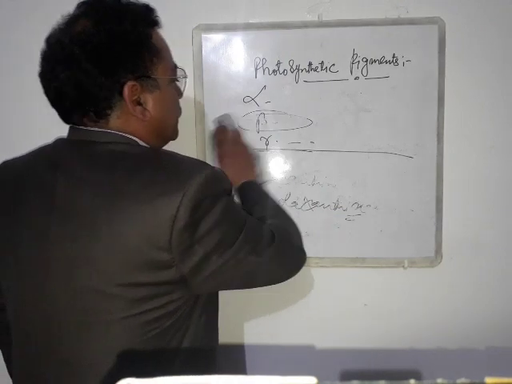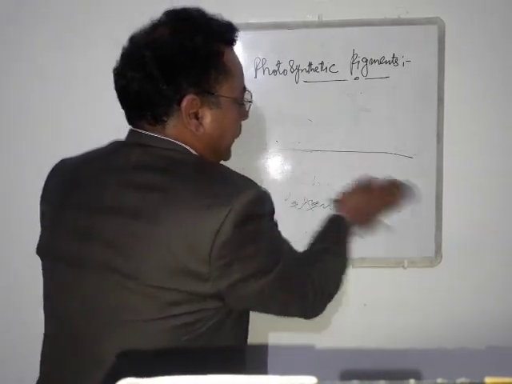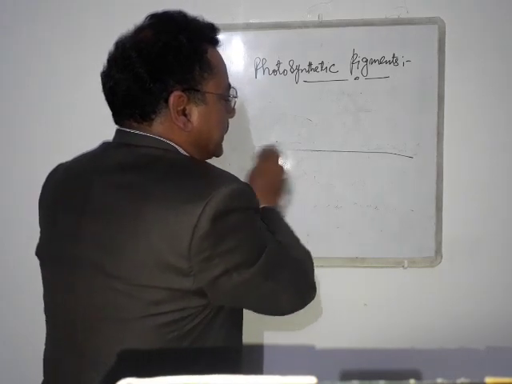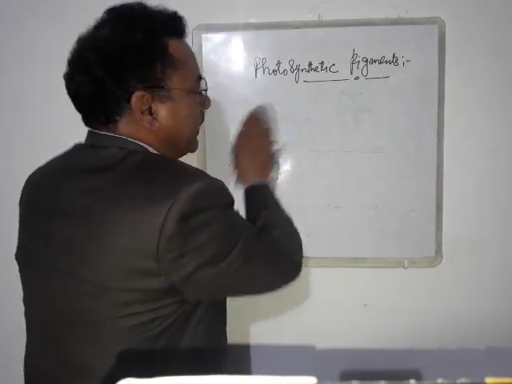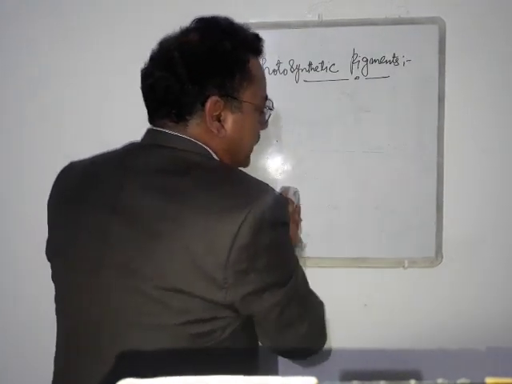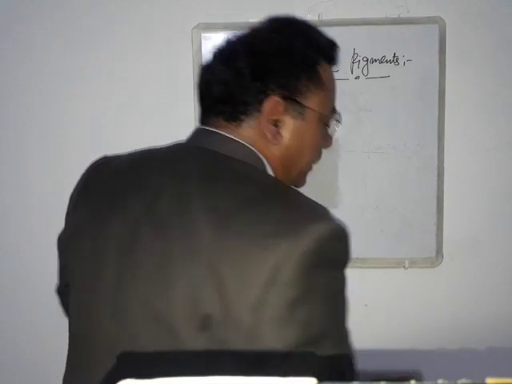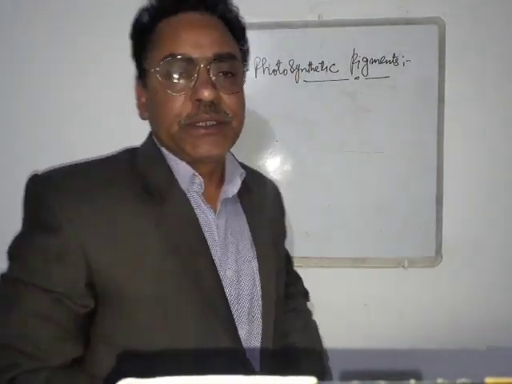So the various types of photosynthetic pigments are organized in the form of photosystems or pigment systems in the thylakoid membranes, and their job is to harvest maximum possible quanta of light energy to be utilized in the process of photosynthesis.